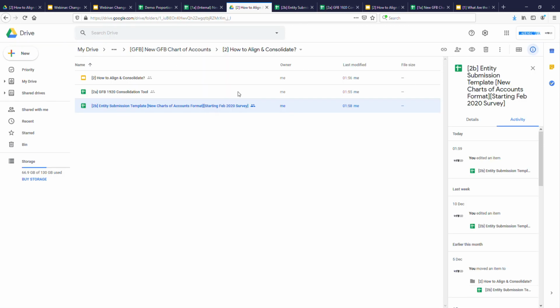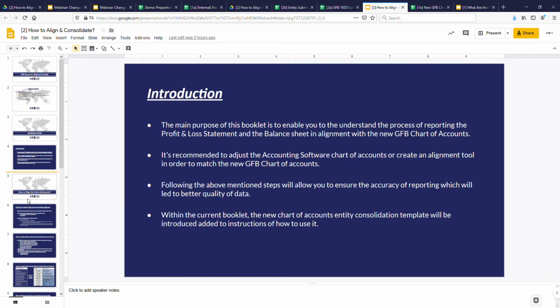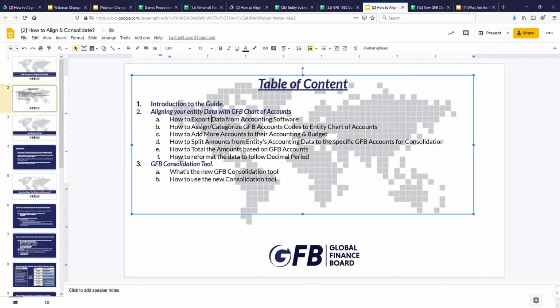Going back to this folder, you have the "How to align and consolidate," which is this Google Slide. You can just read it, and it will tell you how to do the aligning and consolidation. It'll explain, for example, how to export data from accounting software, how to categorize GFP chart codes, how to add more accounts, how to split, how to total, and how to reformat.